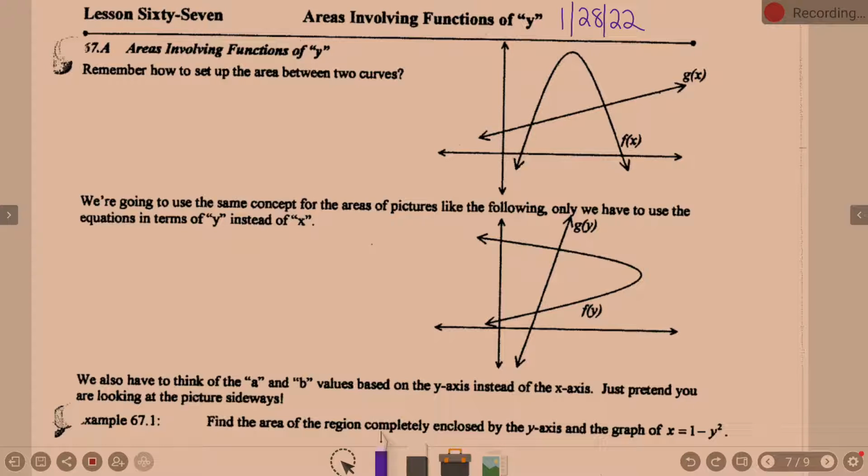Okay, lesson 67 is more area. The difference today is it's area involving functions of y. We have specifically focused on finding area between two curves. For instance, in this first picture, f of x and g of x. How do we find the area between these two curves?